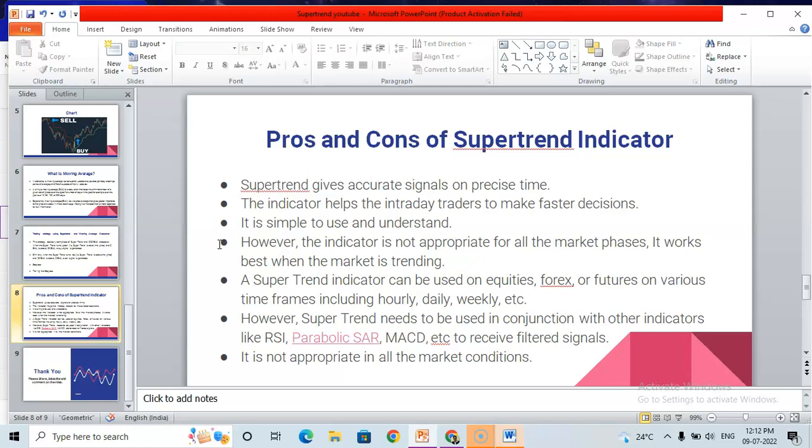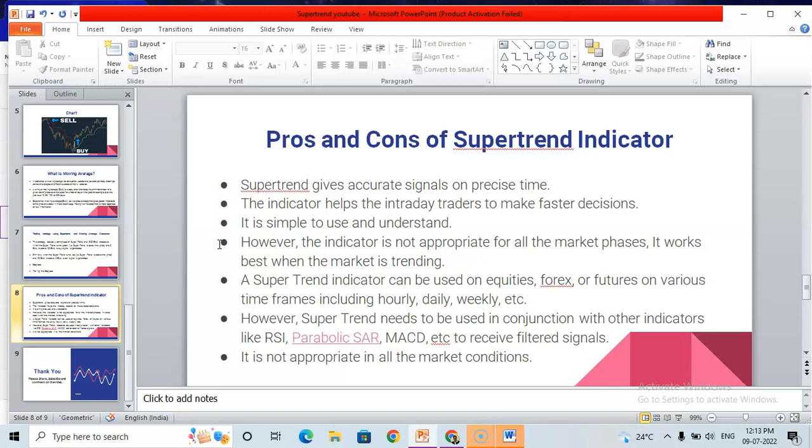However, the indicator is not appropriate for all the market phases. It works best when the market is trending. A super trend indicator can be used in all the sectors, that is in equity, forex or futures, in various time frames like hourly, daily, weekly, etc. So this super trend can be used in intraday, and also for swing, positional and short term also.